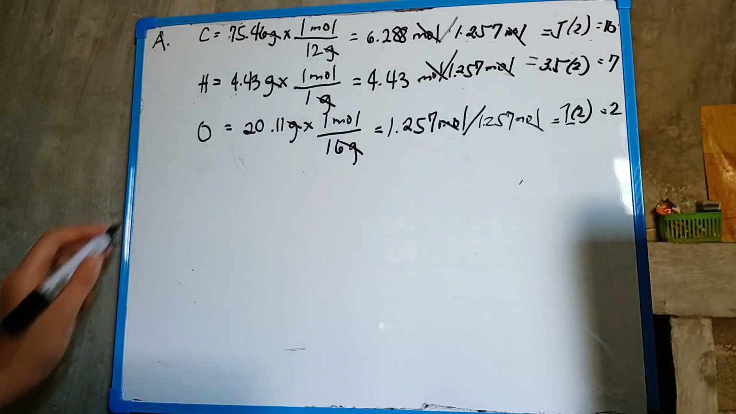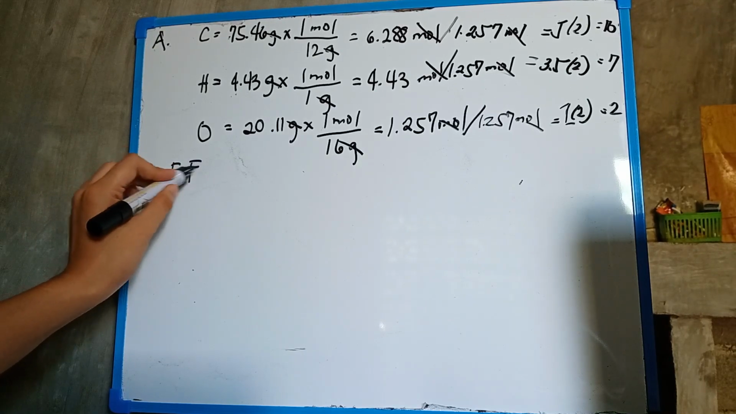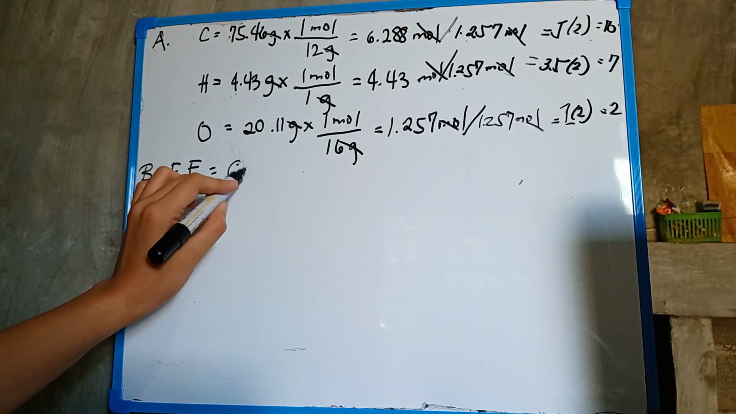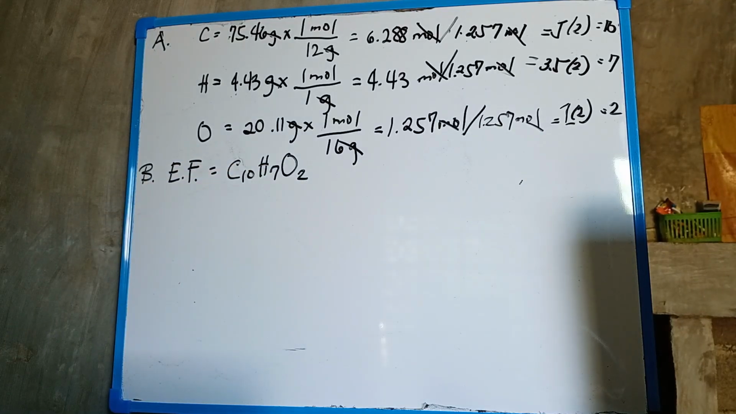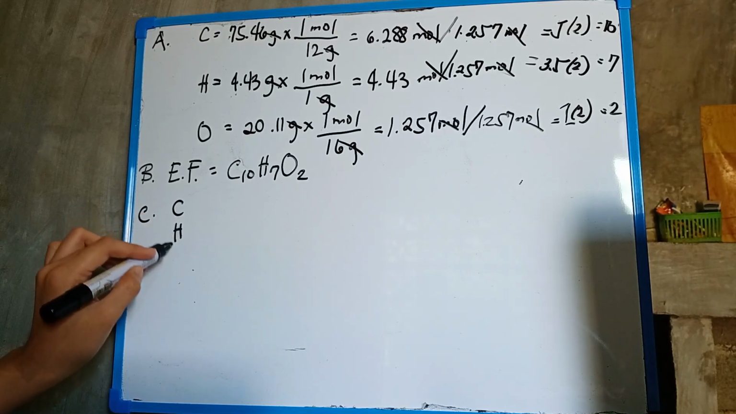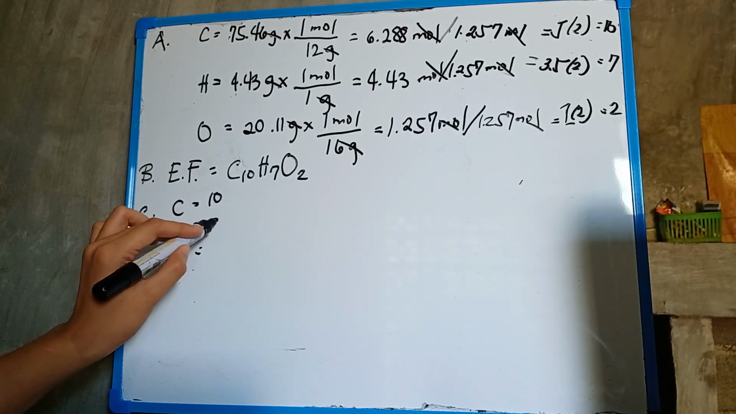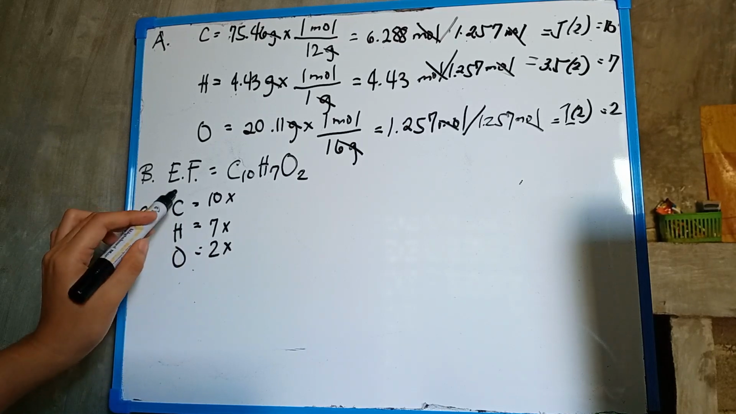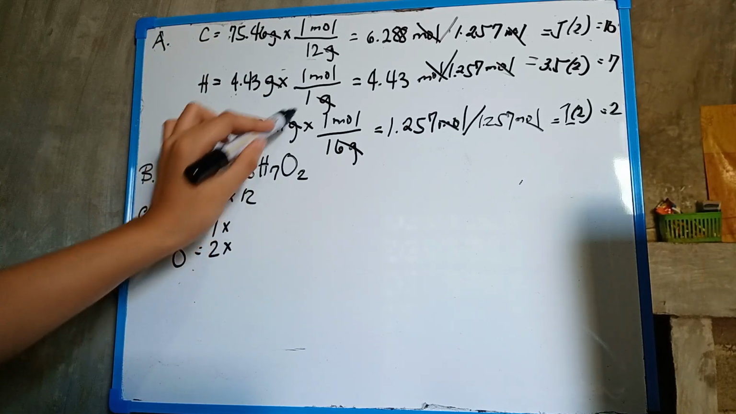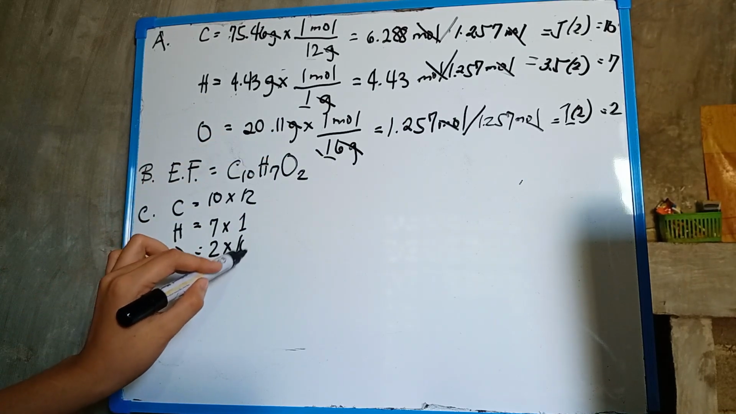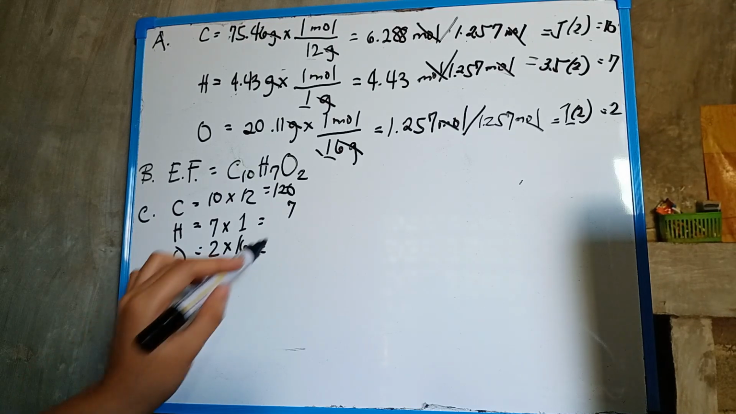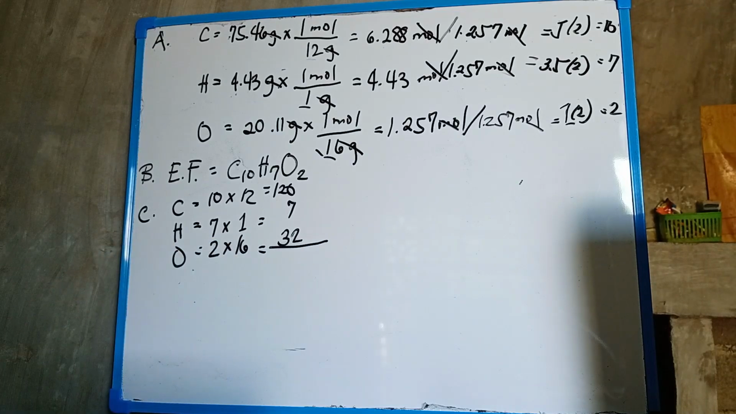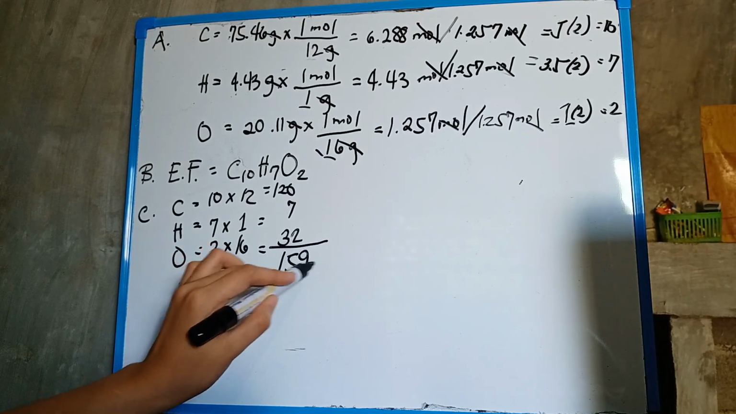So, now we have our empirical formula. Our empirical formula is C10H7NO2. Before we proceed to our molecular formula, let's first get our molar mass. So C, H, O, we have 10, 7, and 2. Multiply by their molar mass. Carbon is 12, hydrogen is 1, oxygen 16. So 10 times 12 is 120, 7, 2 times 16 is 32. Then add. 120 plus 7 plus 32 is equivalent to 159 amu.